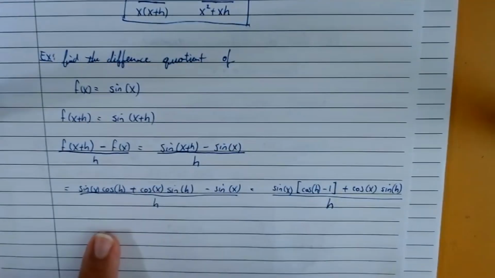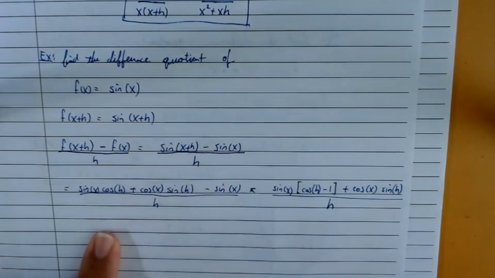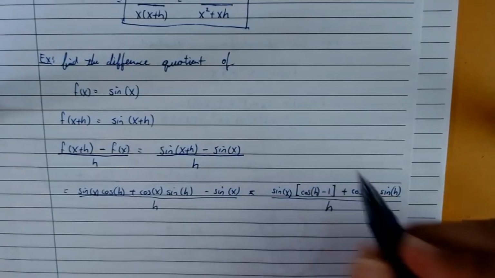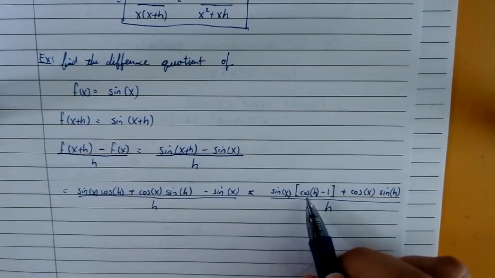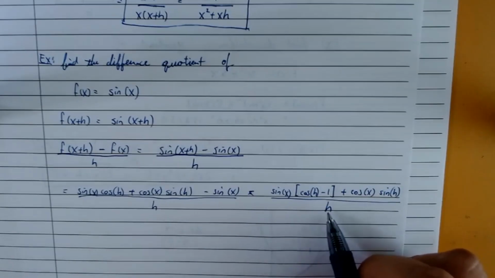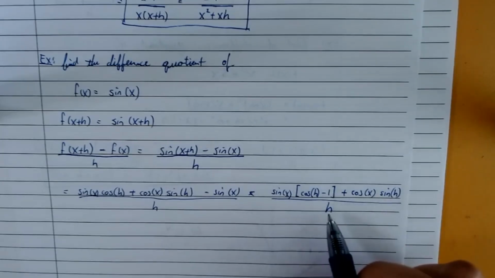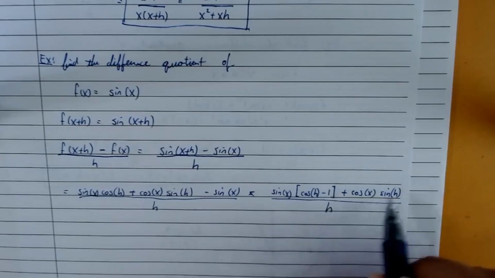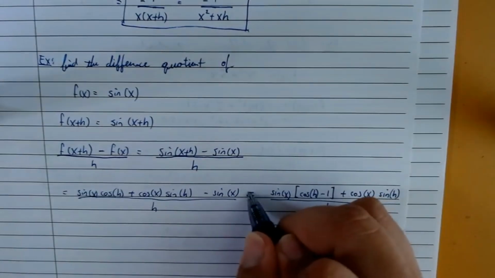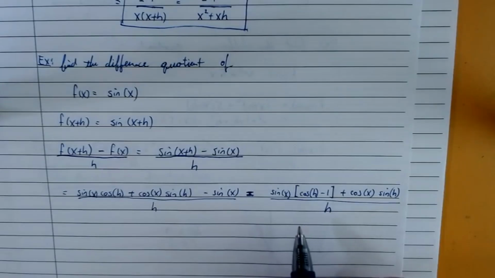For now, that's about as far as we can take it. In calculus, we're going to, early on, see that these expressions, cosine of h minus 1 over h, and sine of h over h, can be simplified in a very meaningful way under certain conditions. But for now, without that ability, that's about as far as we can take it.